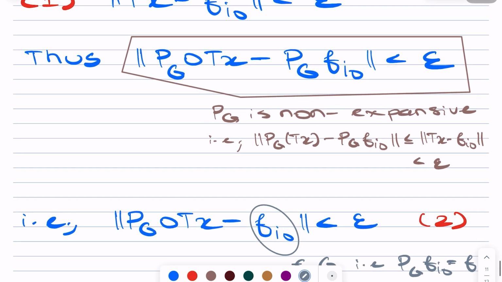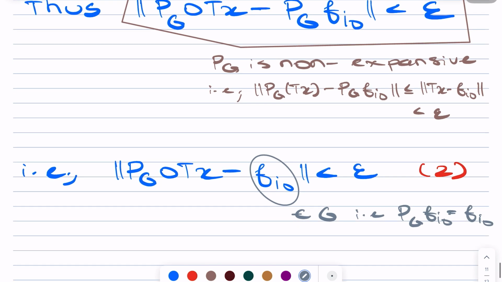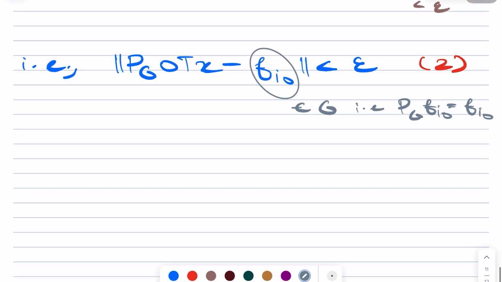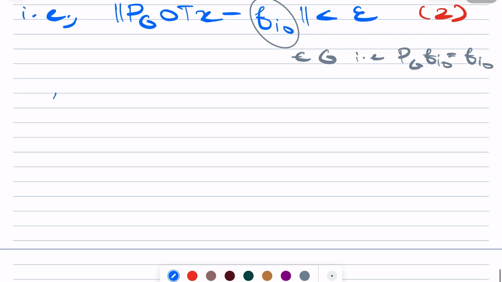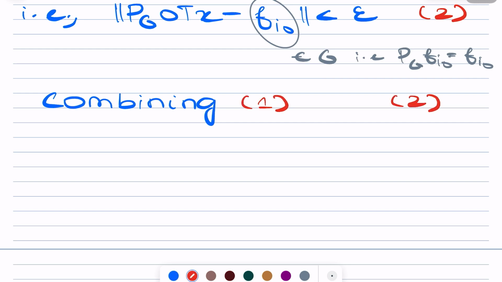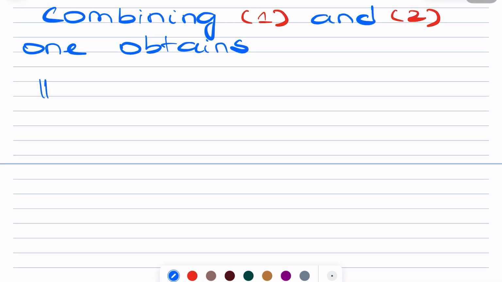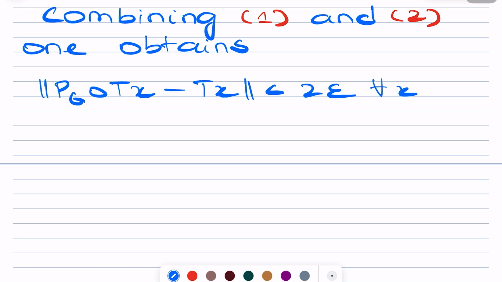If you combine both 1 and 2, by the triangle inequality once again, one obtains that the norm of the projection composed with T at x, minus Tx, is strictly less than 2 epsilon. And this holds for every x in the closed unit ball.